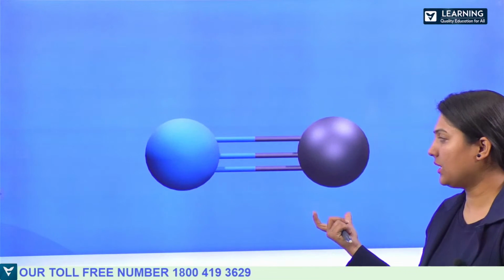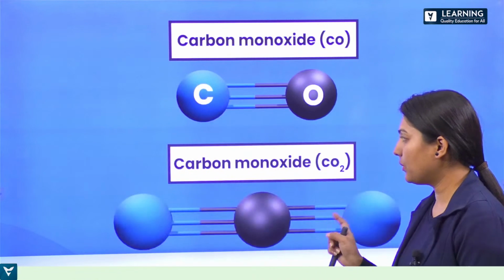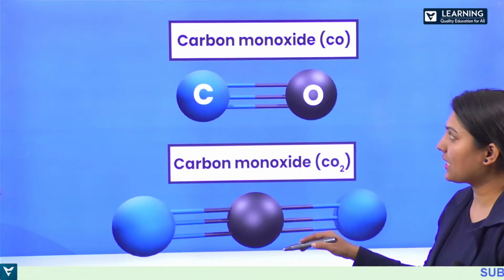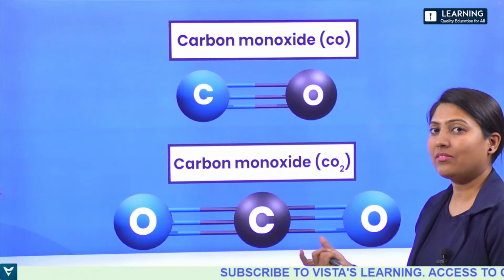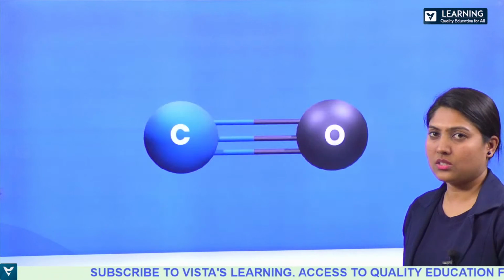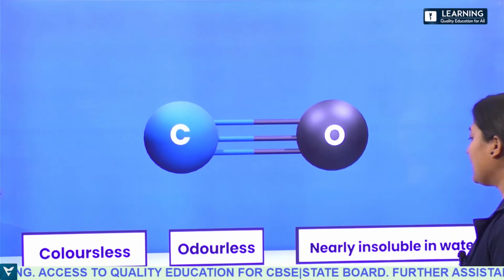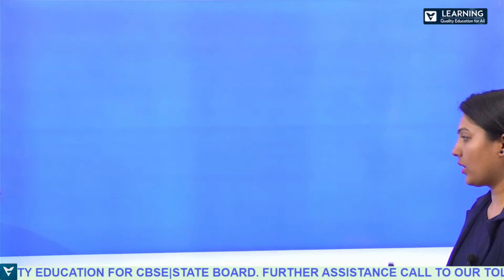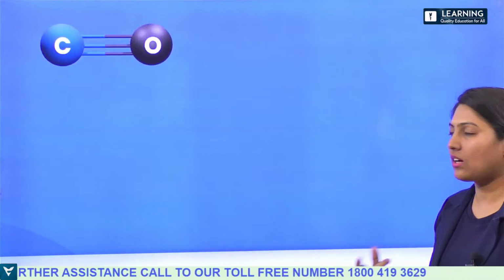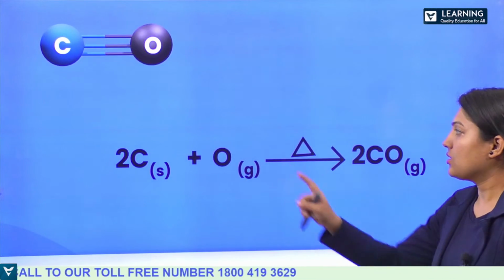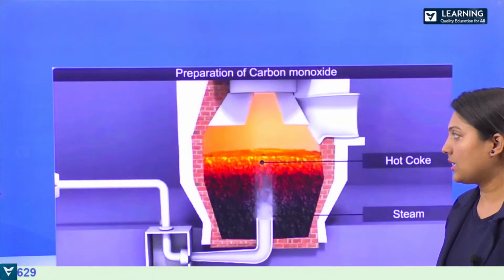So here is carbon monoxide, carbon and oxygen, where you have a triple bond between them. And this is carbon dioxide. So carbon can undergo a disproportionate reaction with oxygen to form carbon monoxide and dioxide. It is colorless, odorless, and nearly insoluble in water. And you can see one sigma bond and two pi bonds are formed between carbon and oxygen. So when carbon is reacted with a limited supply of oxygen, we get carbon monoxide, which is a gas.